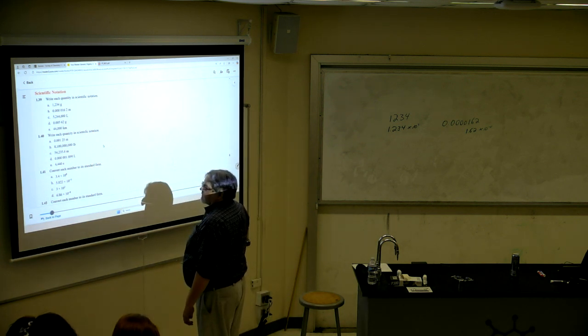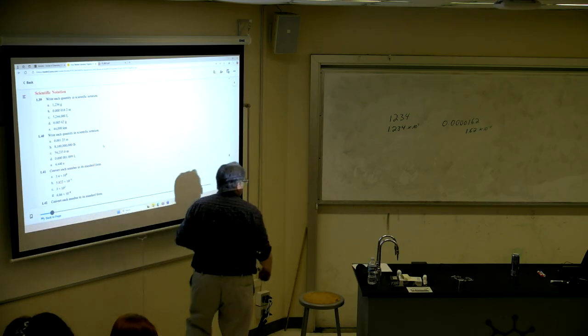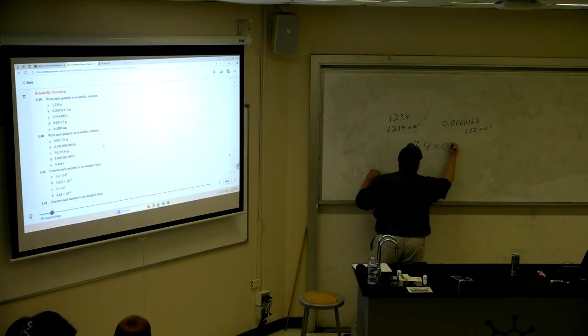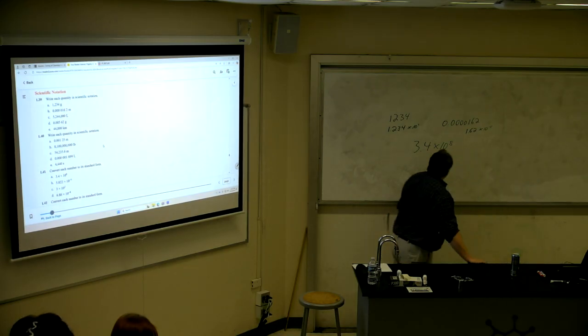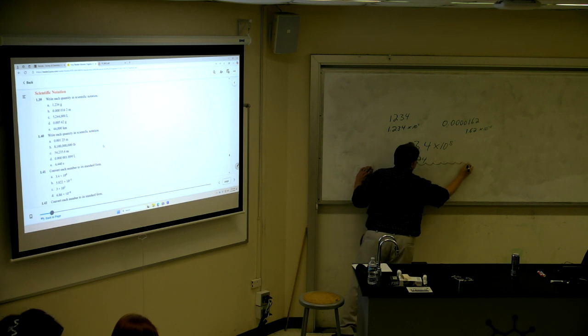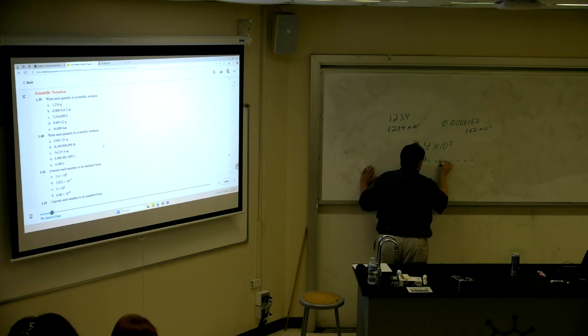Any more of these you want to do? Now we're converting from scientific notation to the standard form. 3.4 times 10 to the 8. So the standard form here is, I'll just do it like this, 3.4, then 1, 2, 3, 4, 5, 6, 7, 8. So there's the standard form.